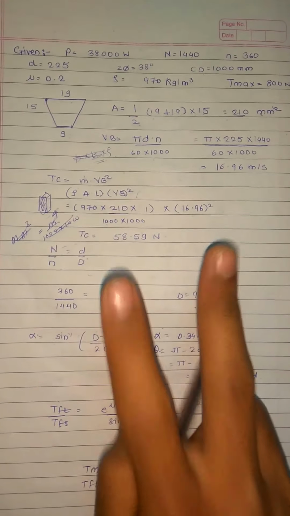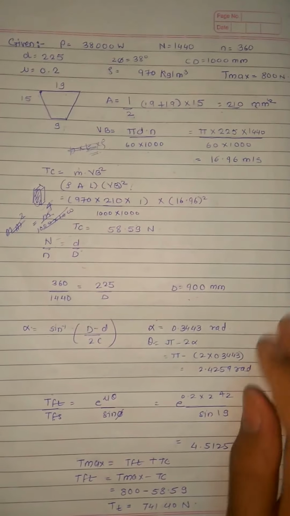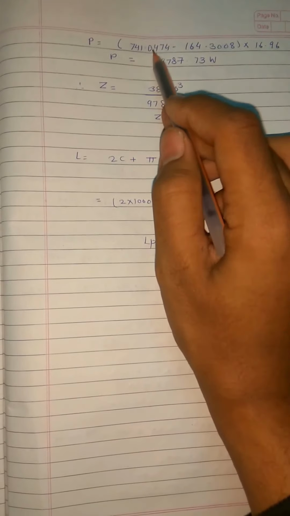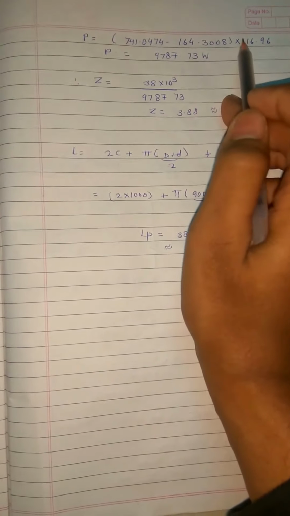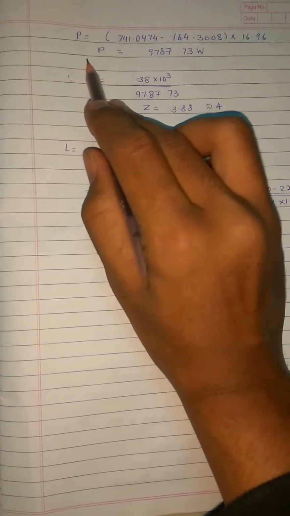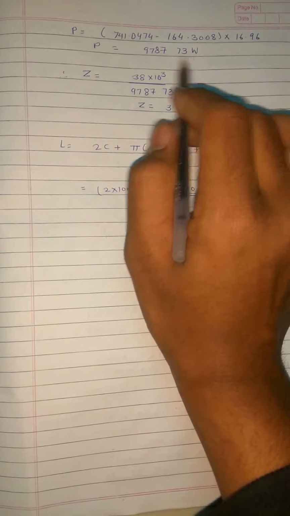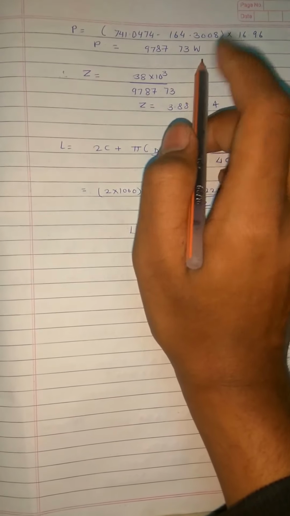So both the tensions are known, the velocity of belt is known. Next, we can calculate power. Power is TFT, that is tight side, minus slack side, into velocity of belt. So we easily get power. Power should be in watt. Dividing it by 1000, we get kilowatt.